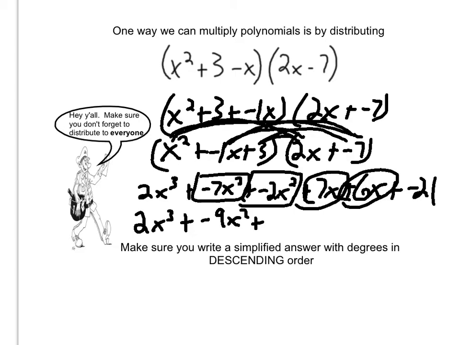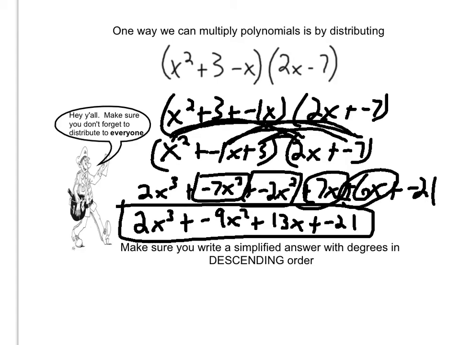Plus 7x plus 6x is 13x. And we've got plus negative 21 on the end. And if we write these in descending order to start with, then we've already got our polynomial in descending order here, and when we combine them, it's already in descending order. Okay, so I am done. That's all the like terms that I can combine.